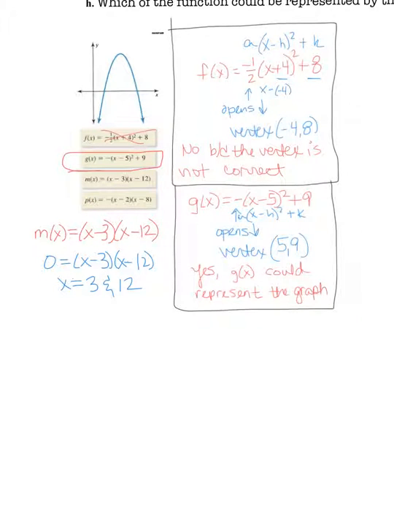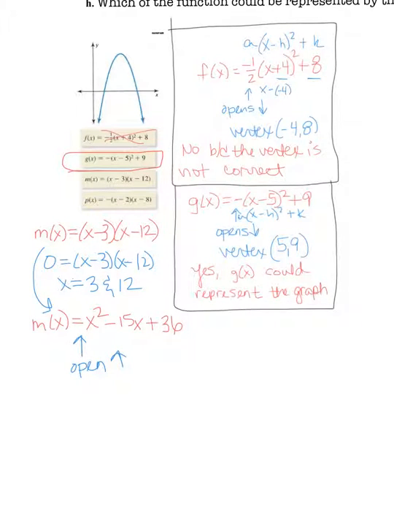My next thought is I would look at this, and if I ended up foiling this to rewrite the equation differently, I would get m of x equals x squared, because x times x is x squared, you'd have minus 12x minus 3x. So then you'd have minus 15x, and then negative 3 times negative 12 would be positive 36. So the reason why I did this is because when I look at x squared, it's positive. It has a positive 1. So that means that the graph will open up.